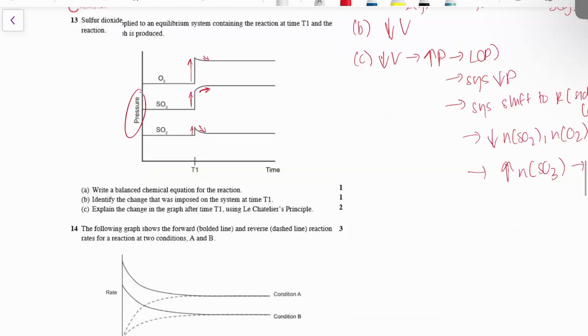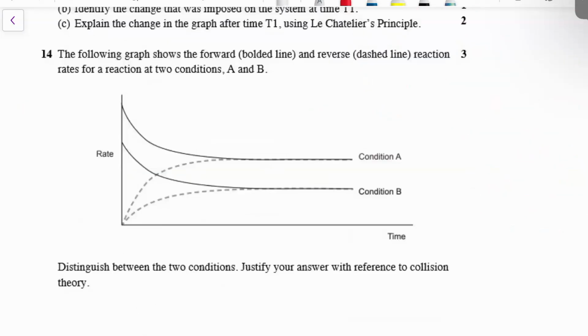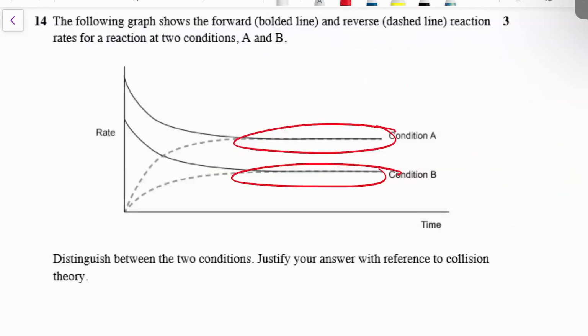All right. Question 14, the following graph shows the forward bolded line and the reverse dashed line for a reaction at two conditions, condition A and condition B. Distinguish between the two conditions, justify your answer with reference to collision theory. Okay, so this is condition A and this is condition B. What's the difference between A and B?